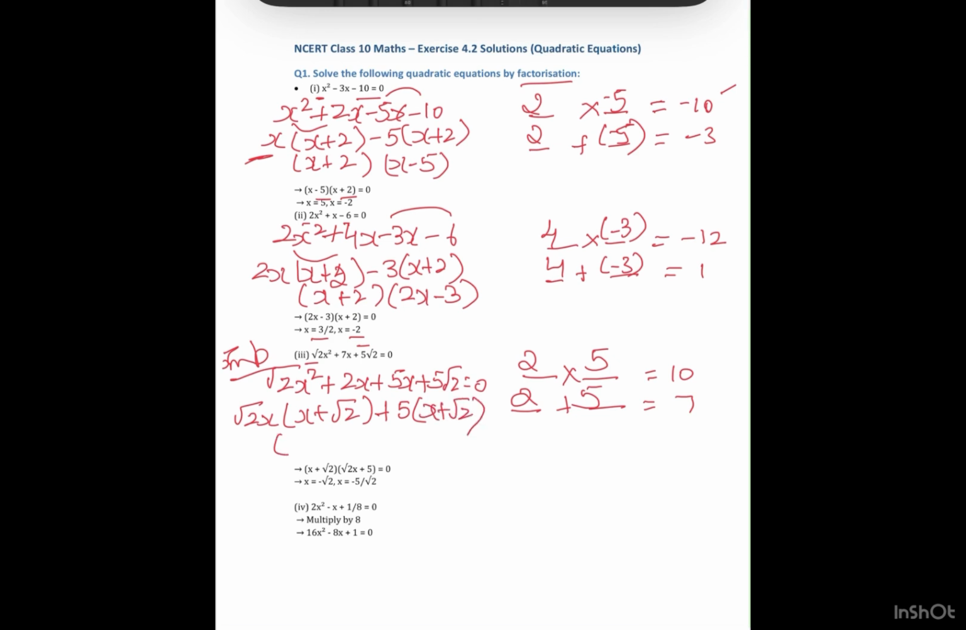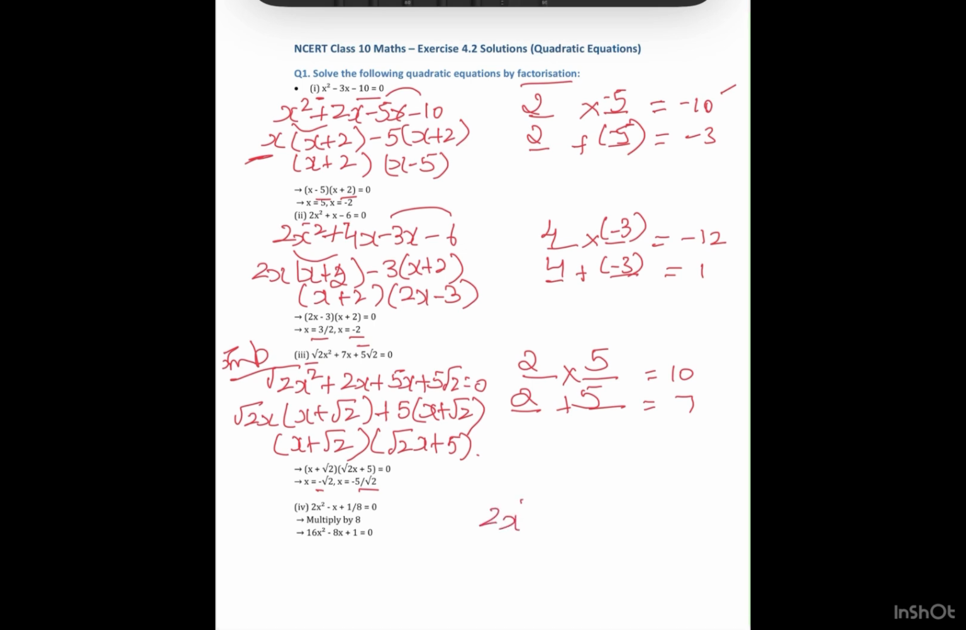Now x plus root 2, the entire bracket is common. So I would be left with root 2x plus 5. Again, equating this with 0, I get either x is equal to minus root 2 or x is equal to minus 5 upon root 2. I hope this question is clear with everyone.